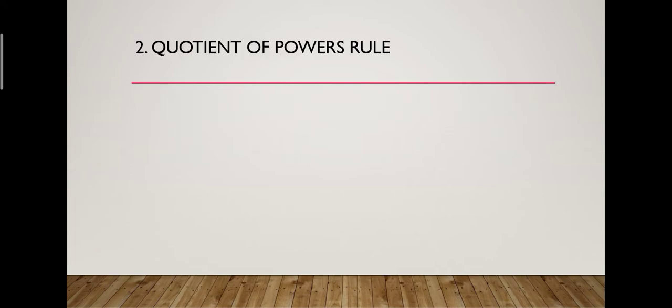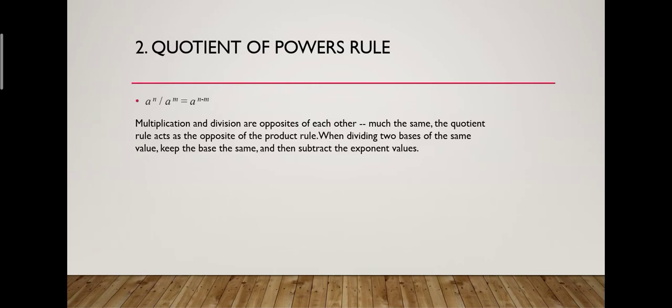Quotient of powers rule. It is in the form of a to the n divided by a to the m is equal to a to the power of n minus m. Multiplication and division are opposites of each other. Much the same, the quotient rule acts as the opposite of the product rule when dividing two bases of the same value. Keep the base the same and then subtract the exponent values. Example, 5 to the power of 5 divided by 5 to the power of 3 is equal to 5 squared, and 5 squared is equal to 25.